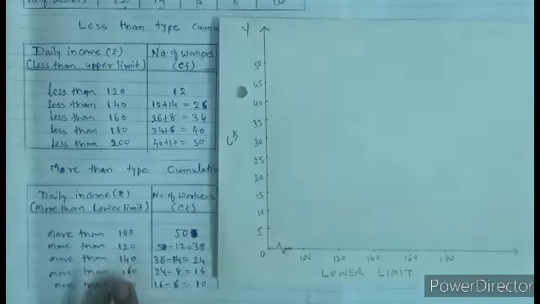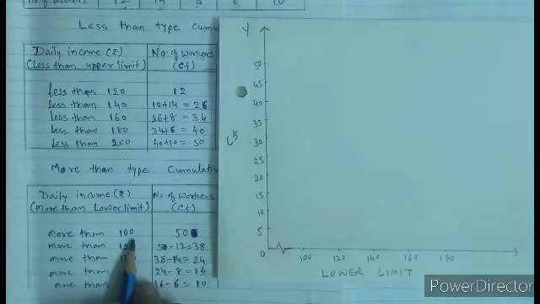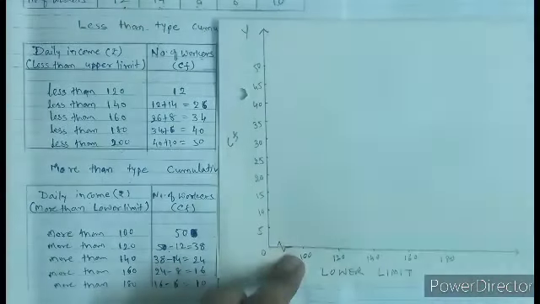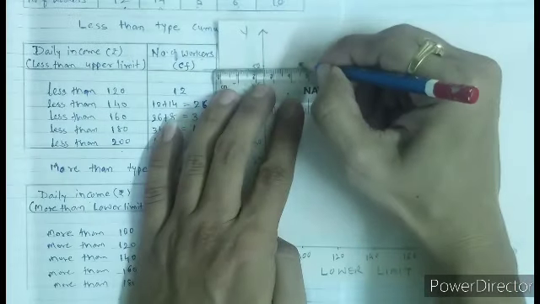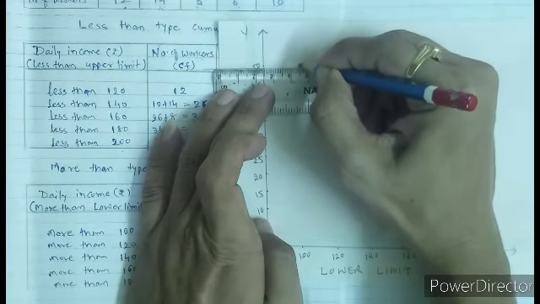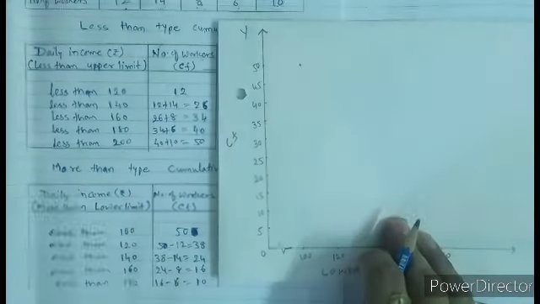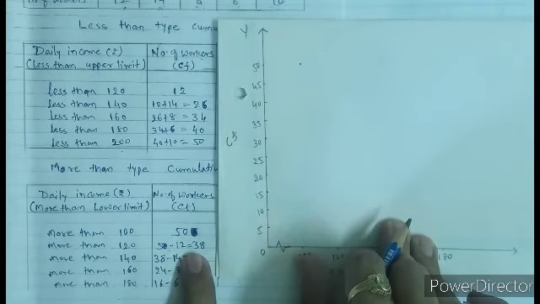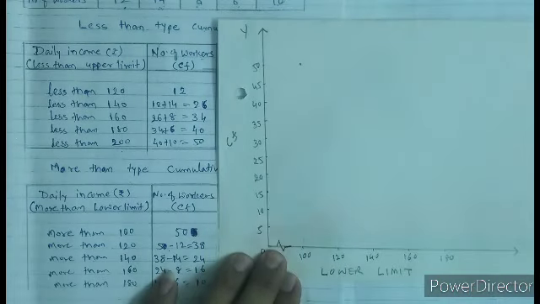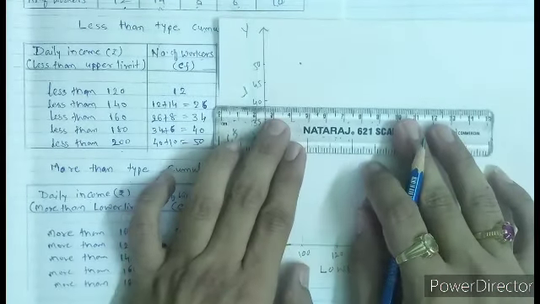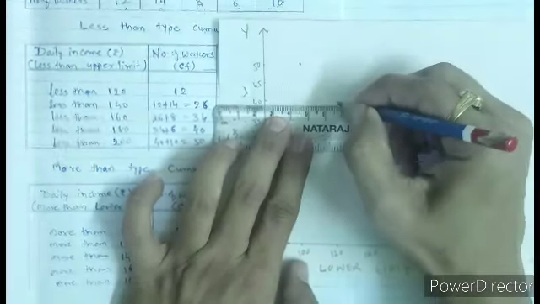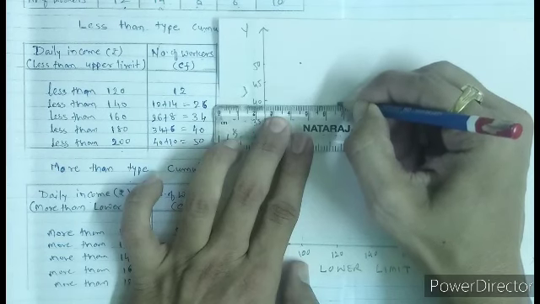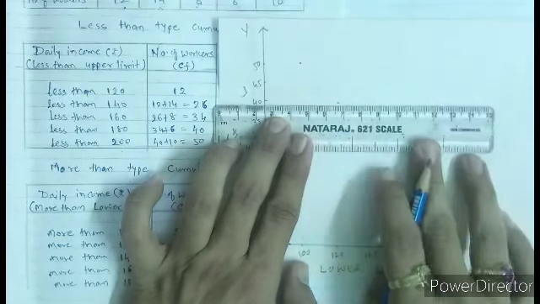Now we will plot the points according to the numbers we have obtained. More than 100, cumulative frequency is 50. So for more than 100, we get 50. So that point will be here. This is the point 100, 50. Then second is more than 120, the cumulative frequency is 38. So for 120, it is 38, which is approximately 2 less than 40. So that point will be obtained here. This is 120 and 38.